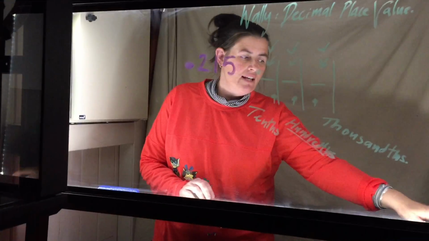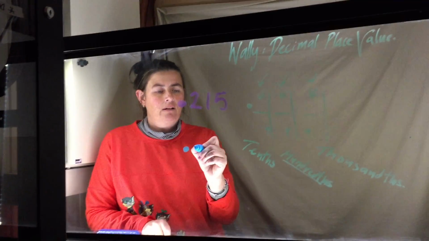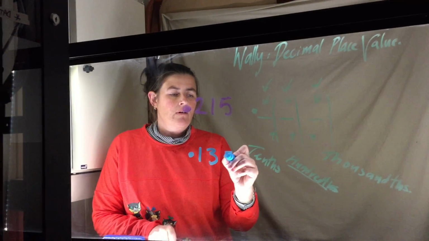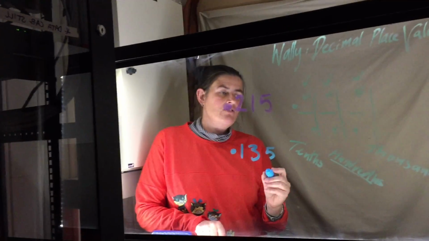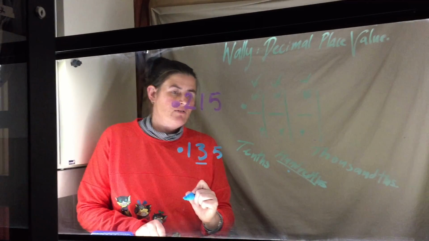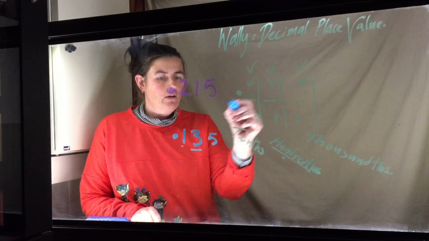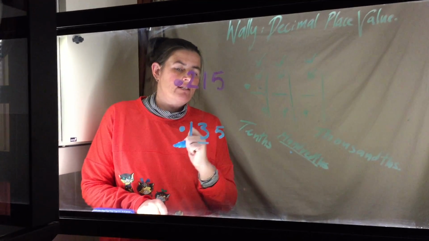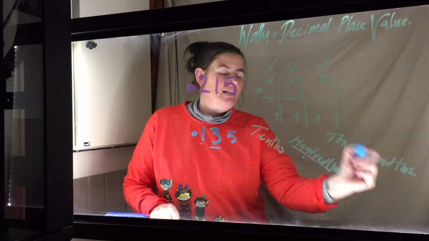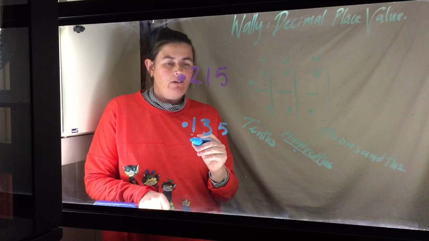So then it's going to ask you 4 numbers. What digit is in the hundredths column? Second, 3. 3 is in the hundredths column. What digit is in the tenths column? 1. 1 is in the tenths column. What digit is in the thousandths column? 5. 5 is in the thousandths column.